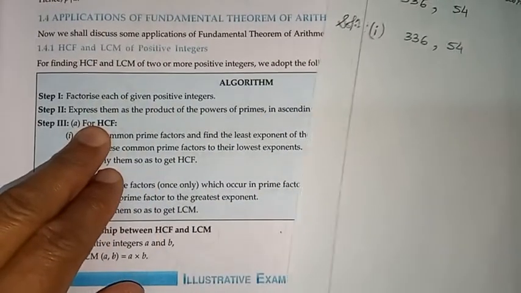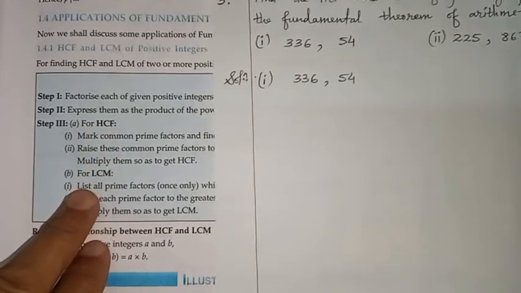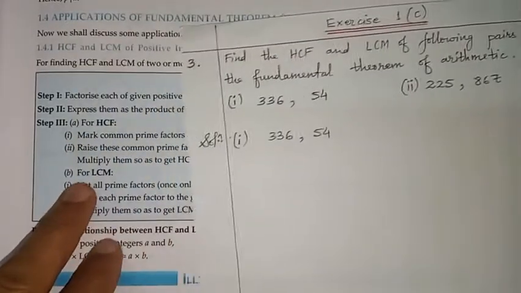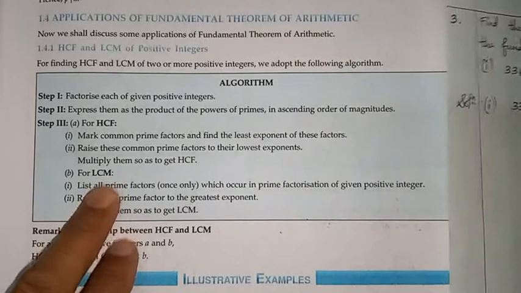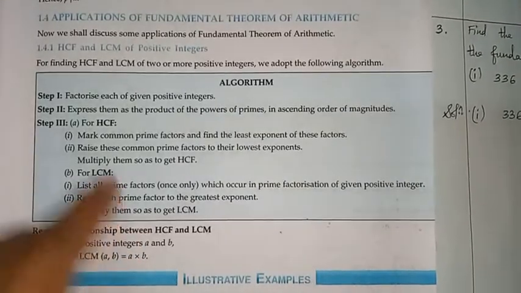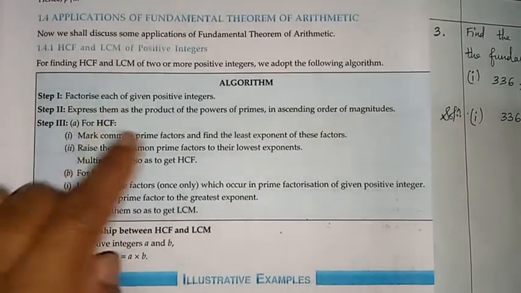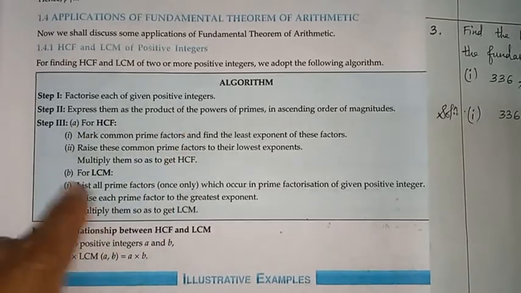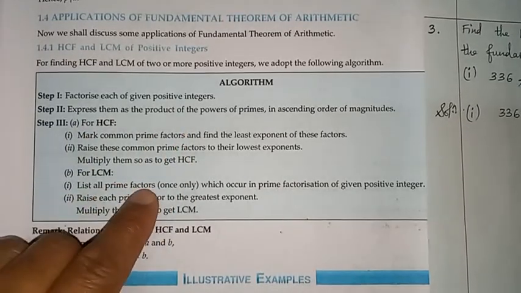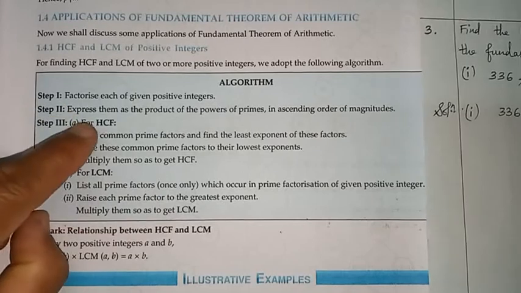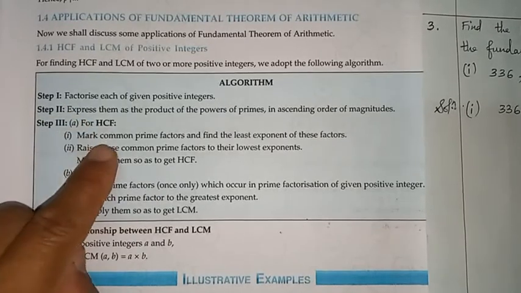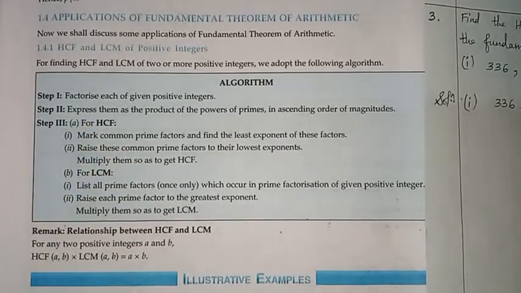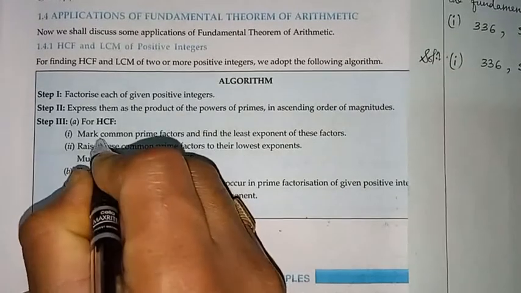Okay, clear? Now let's see how to find LCM. For finding LCM, it's the same process. Factorize and then write the product of primes. Then for LCM, list all prime factors. So I repeat once again. For HCF, you have to write only the common prime factors, only common prime factors.